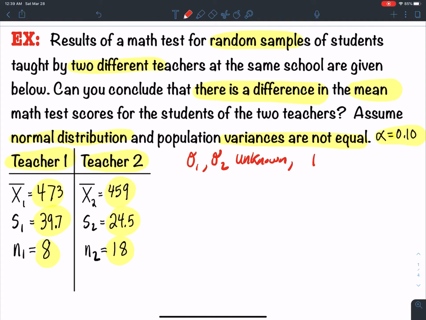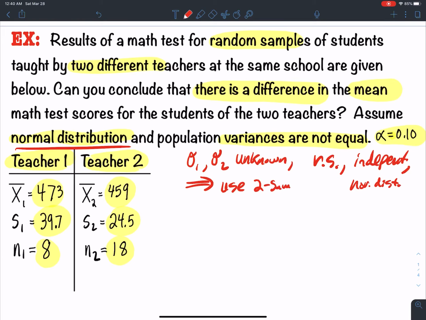Random samples, and they're independent. Now, how do we know that they're independent? Well, I've got one teacher teaching a bunch of students and then another teacher teaching the other students. Okay, not the same students, right? Normally distributed, we assume normal distribution for both pops. So we're ready to use the z-test. I'm sorry, the t-test. So I use the two sample t-test. Okay.